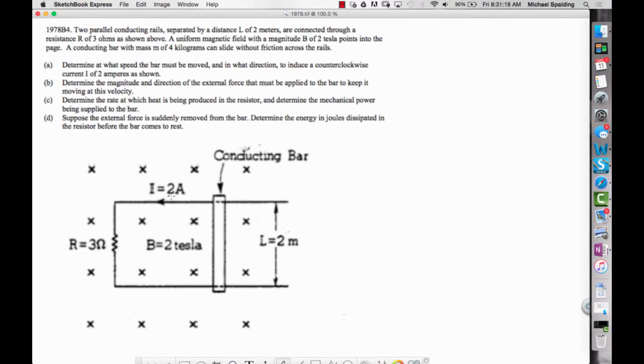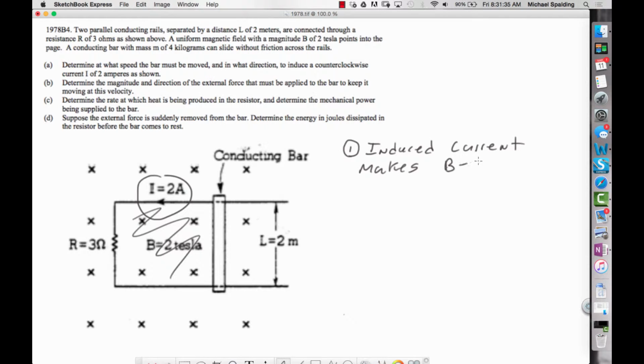So the induced current is going counterclockwise, which means inside this loop, the induced current makes a B field that is which way? What do you mean? Oh, it makes it out of the page. That is out of the page. Okay, this is the first thing you must realize. The induced current makes a B field that's out of the page. And how did I do that? Right hand rule number 2. That's how I figured it out.